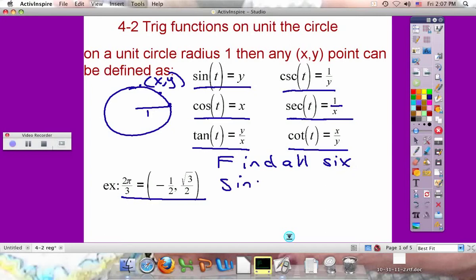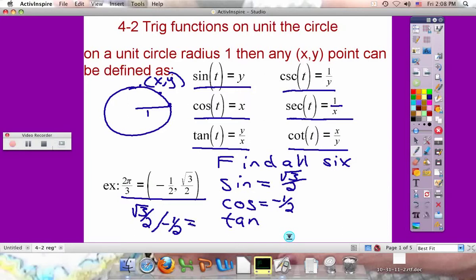Sine is equal to the y value. That would be square root 3 over 2. Cosine is equal to the x value, negative 1/2. Tangent is equal to the y over the x. So that's square root of 3 over 2 divided by negative 1/2. Well, we don't divide fractions. Instead, we multiply by the reciprocal, so you get square root 3 over 2 times negative 2 over 1 instead. The 2's cancel out. Final answer equals negative square root 3.